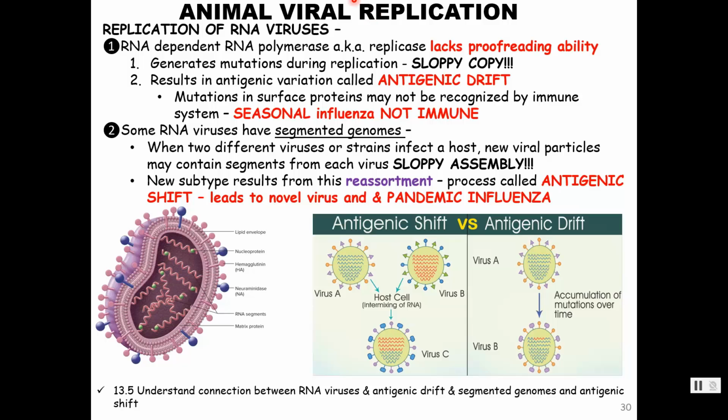So, looking specifically at RNA viruses, your book uses influenza, which is always just the poster child for what's called antigenic drift and antigenic shift. But this can occur in other viruses as well. So an RNA virus requires an RNA-dependent RNA polymerase because we don't go from RNA to RNA in our cells. So this is going to lack proofreading ability. So it makes it sloppy when it copies, so it makes mistakes. And so this is going to generate mutations.